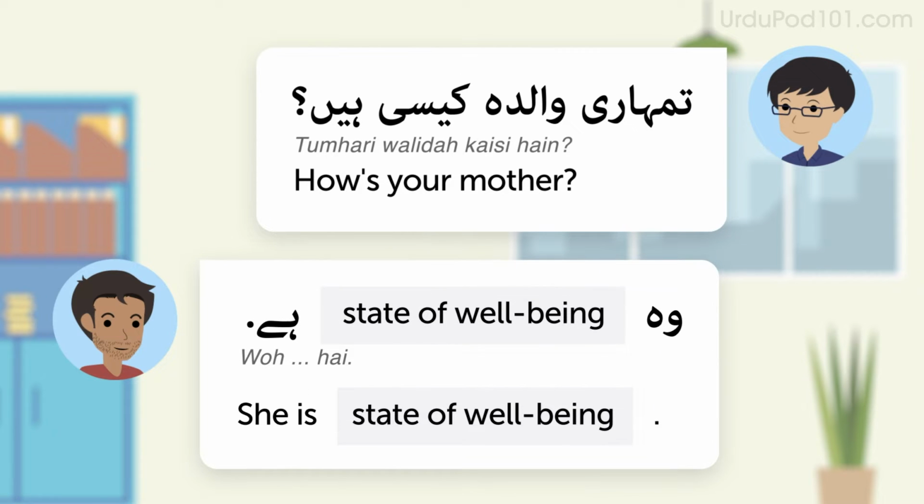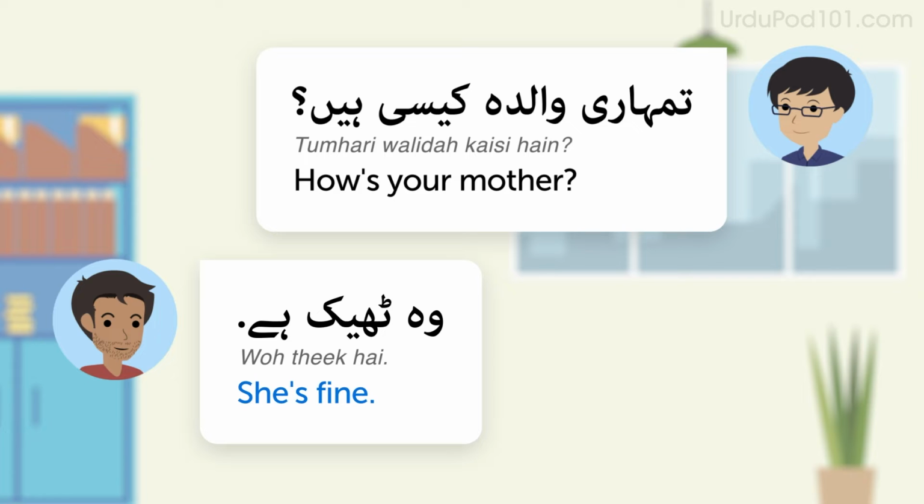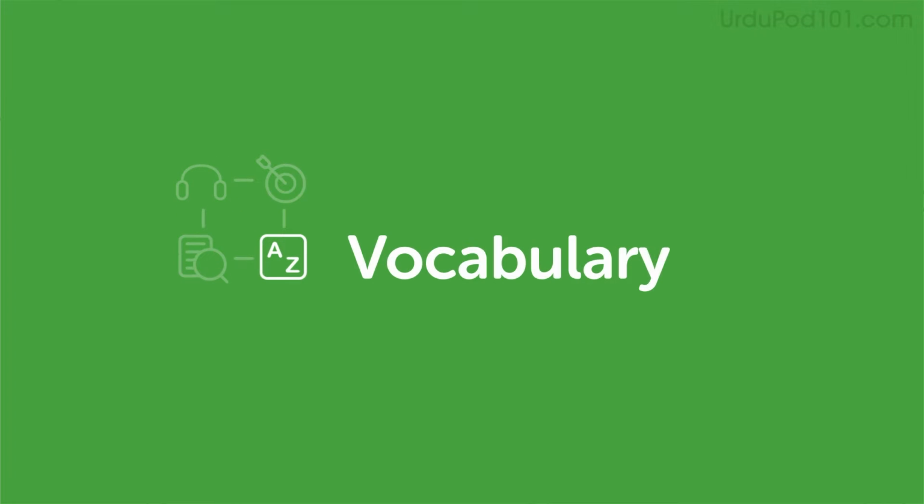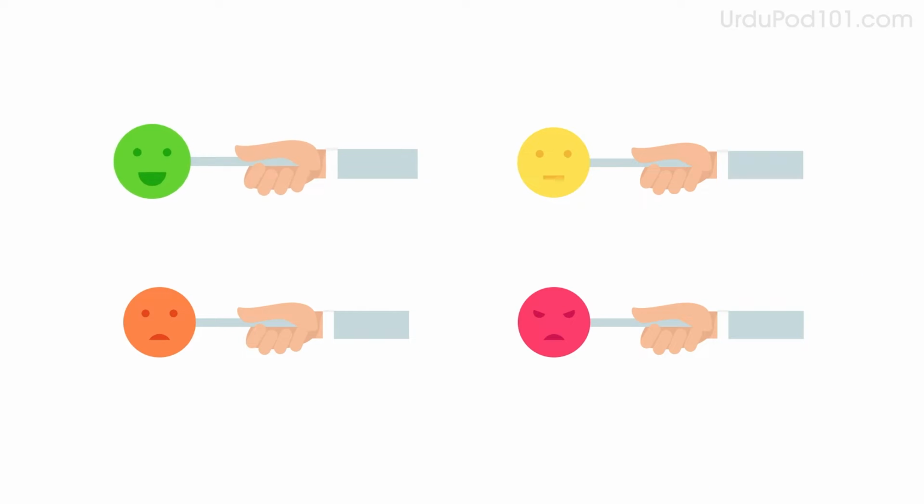Now, how do you answer this question? The pattern is वो state of well-being है। This Urdu sentence literally means she, state of well-being, is, but it translates as she is state of well-being. For example, she's fine. वो ठीक है। Here are a few expressions related to well-being that you can use with this pattern.